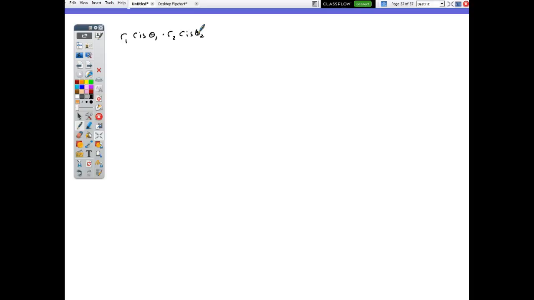So the first thing I do is this. I point out the following, that this is really shorthand. So I'm going to change it to R1 cosine theta 1 plus i sine theta 1 times R2 cosine theta 2 plus i sine theta 2. So far, so good?